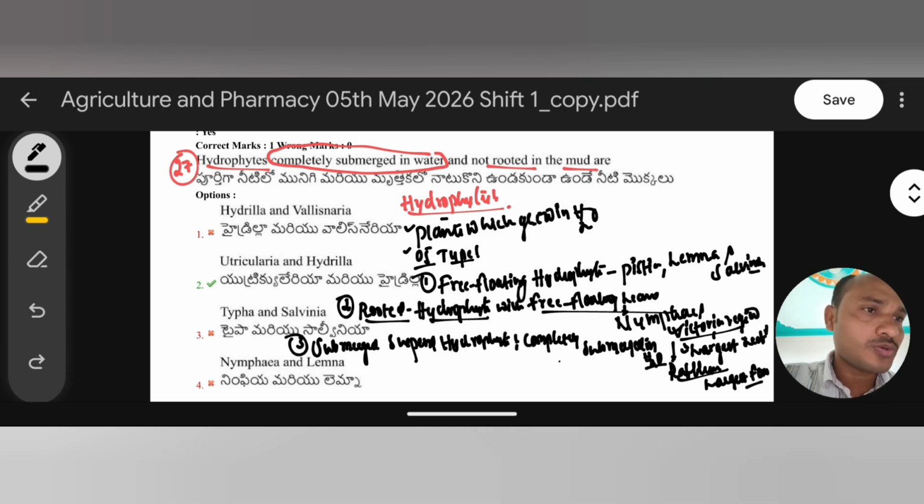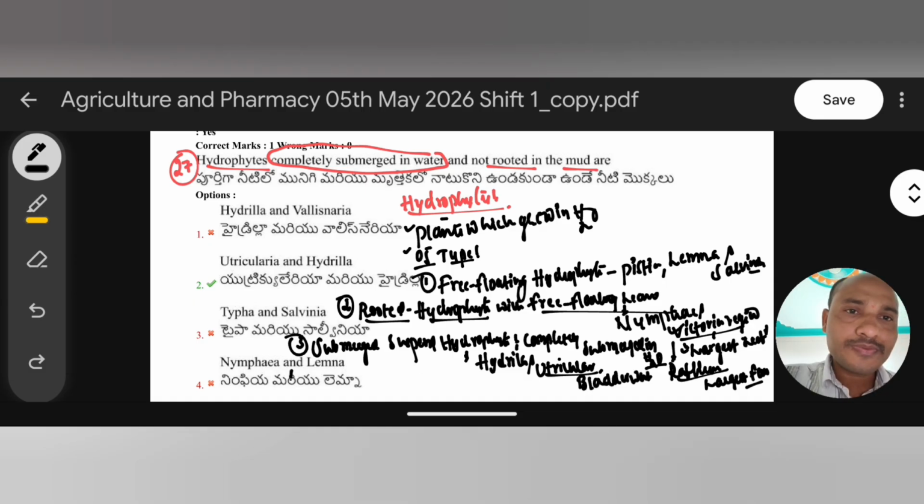So they do not have root. The best examples of this type of hydrophytes are Hydrilla and Utricularia. Here Utricularia is also a type of insectivorous plant, and we can use another term for Utricularia, that is bladderwort.